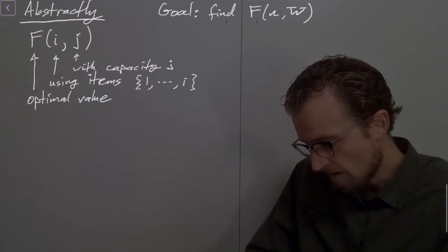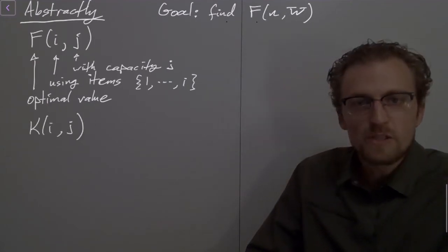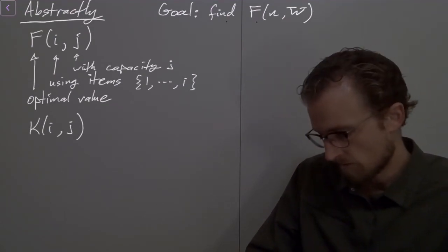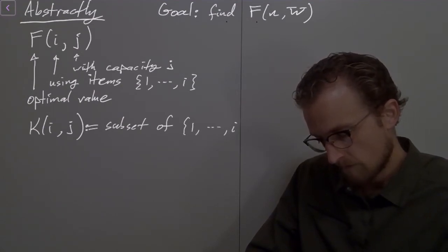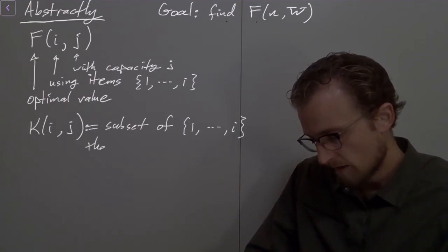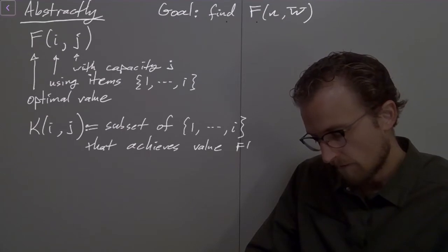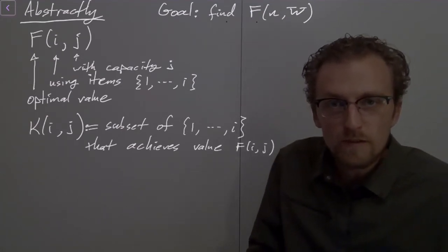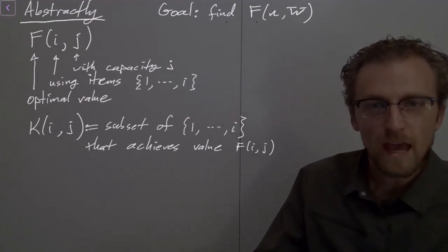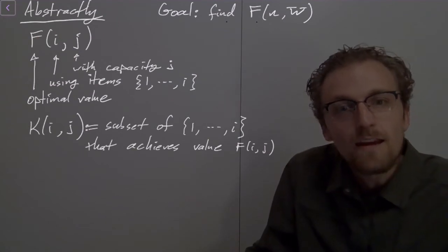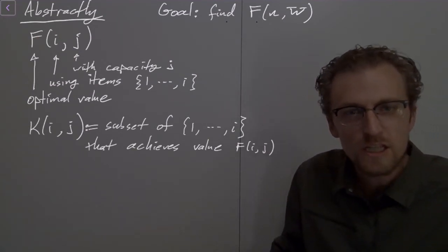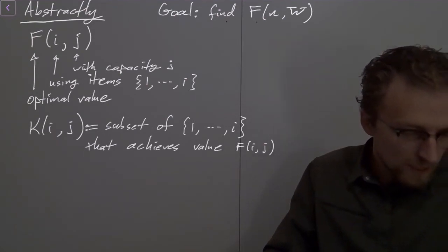Let's also define k of i and j as the subset which achieves the above value. So this is defined to be the subset of 1 through i that achieves value f of i and j. In the previous videos, we did this. We thought about what f of 3 and 5 would be, where we have items 1 through 3 and a capacity of 5, and we discovered that k of 3 and 5 was actually just item number 3.